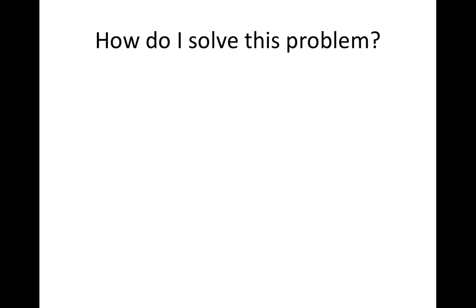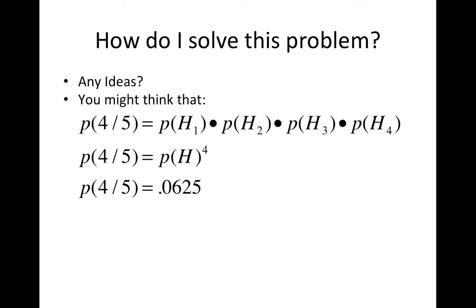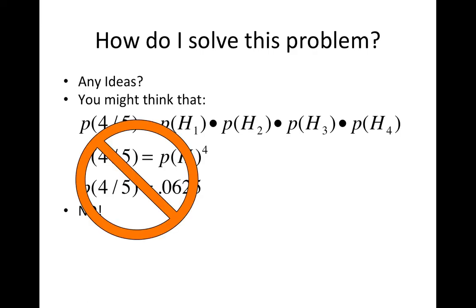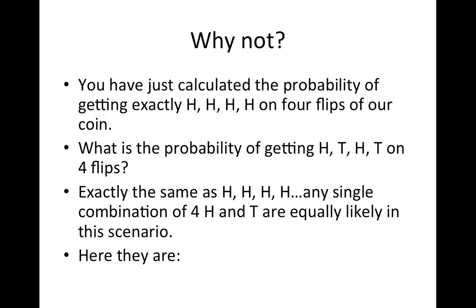How do you solve this problem? So what ideas might you have about solving this problem? You might think that the probability of 4 heads is the probability of heads on the first trial times the probability of getting a heads on the second trial, times the probability of heads on the third trial, times the probability of heads on the fourth trial. And if you calculated that probability of 0.5 to the fourth power, 0.5 times 0.5 times 0.5 times 0.5, you'd wind up with a value of 0.0625. But you would be wrong. That's not a solution to this problem.